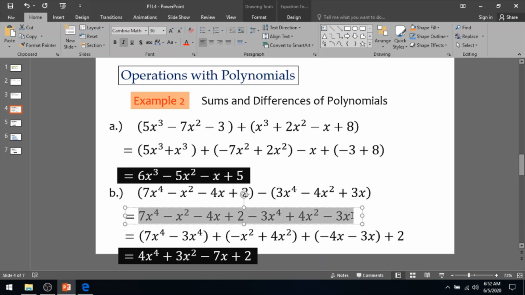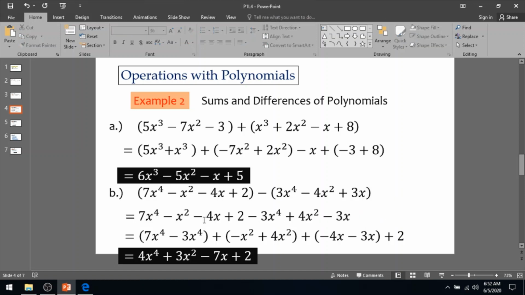To simplify this expression, we will combine like terms. Again, used in previous calculation. So combining like terms, the terms in x to the fourth, the terms for x squared, and the terms for variable in x, and for the constant term. So you get 4x to the fourth plus 3x squared minus 7x plus 2. So you can just replay or you can do it at your own para ma-check nimo kung sakto imo ibuhat.